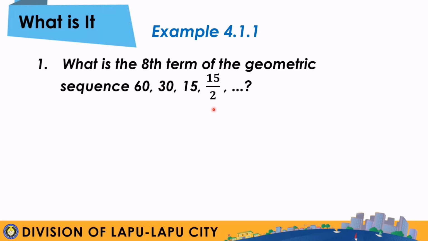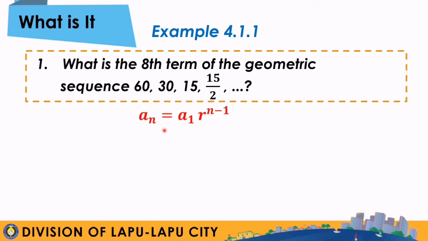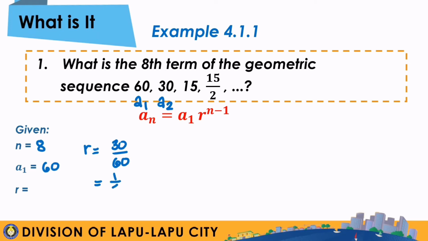To solve for the 8th term of this sequence using this formula, we have to identify first what is given. Now, what is our n? Since we're solving for the 8th term, our n is 8. What is our first term? Our first term is 60. And for the common ratio, we have to solve for that. The common ratio is found by dividing the term by its preceding term. So I'll make use of the second term and the first term. 30 divided by 60, and we have 1/2. Now we have the value for the common ratio.